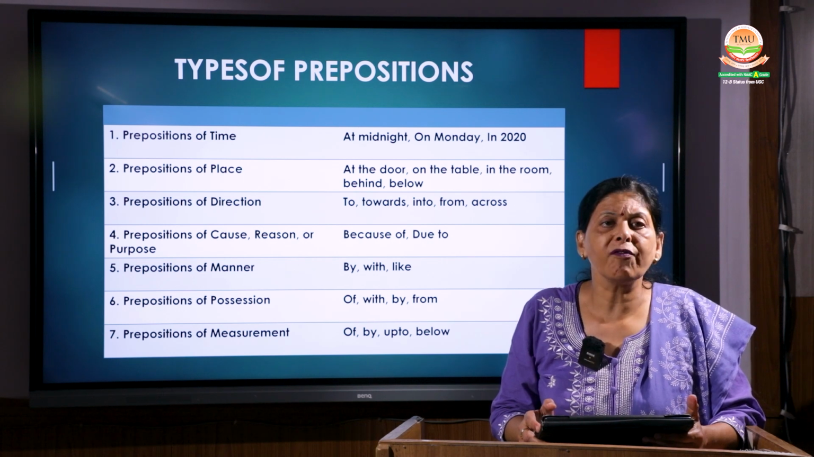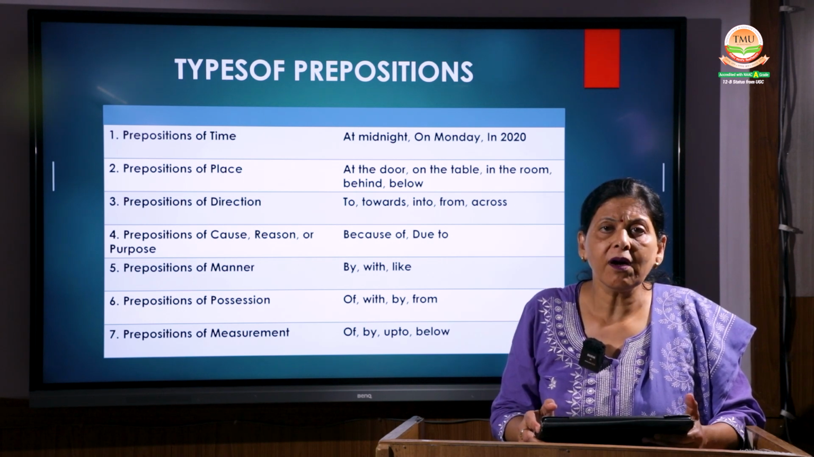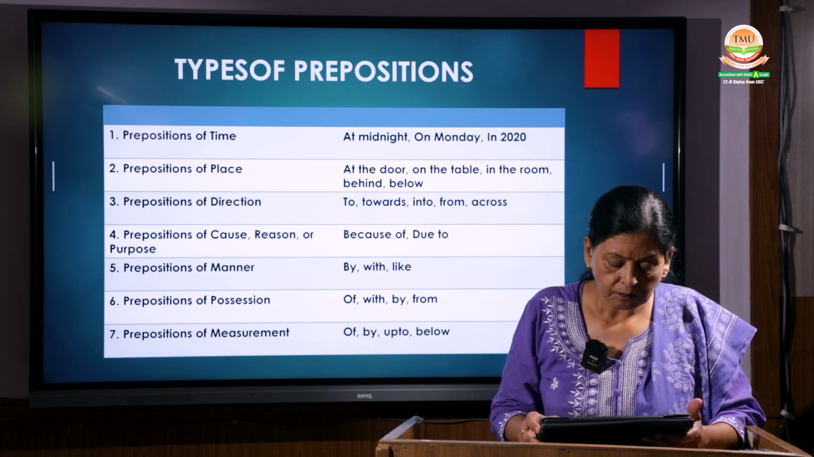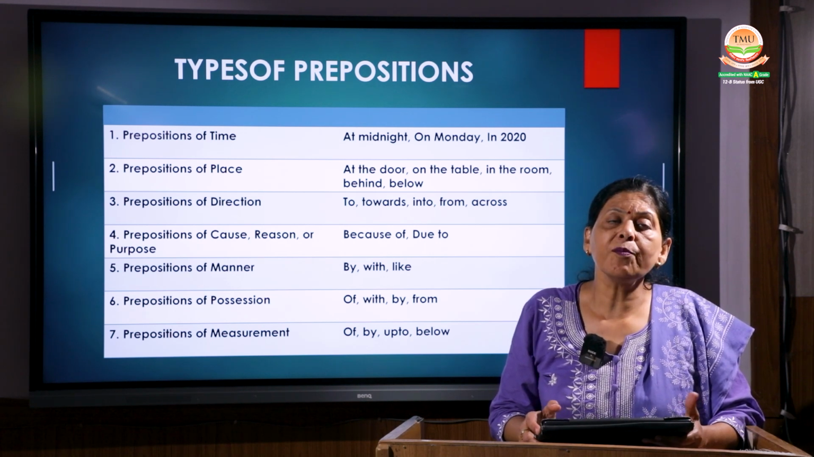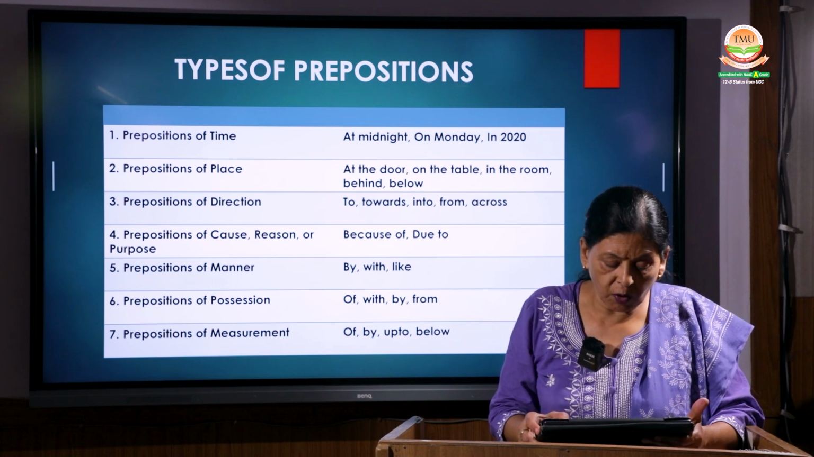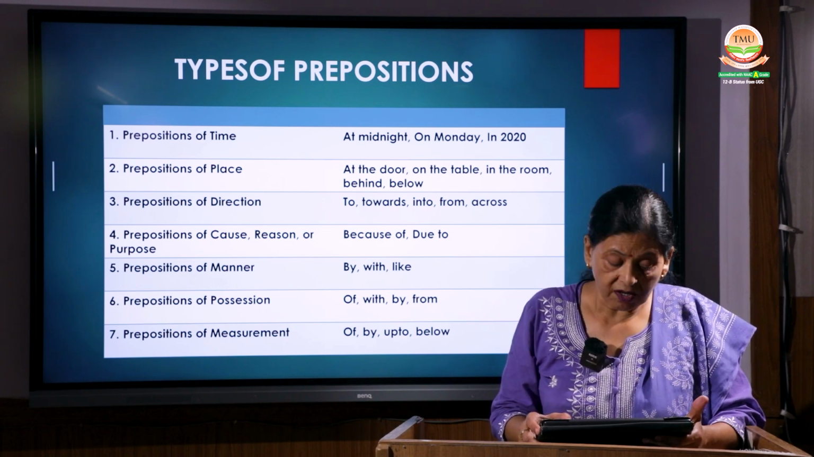I could not complete my work because of power failure. My work and power failure means I could not do my work. Why? Because of power failure. What is the relation between me, my work and power failure? That I could not do my work because of that. That means it is giving the reason.